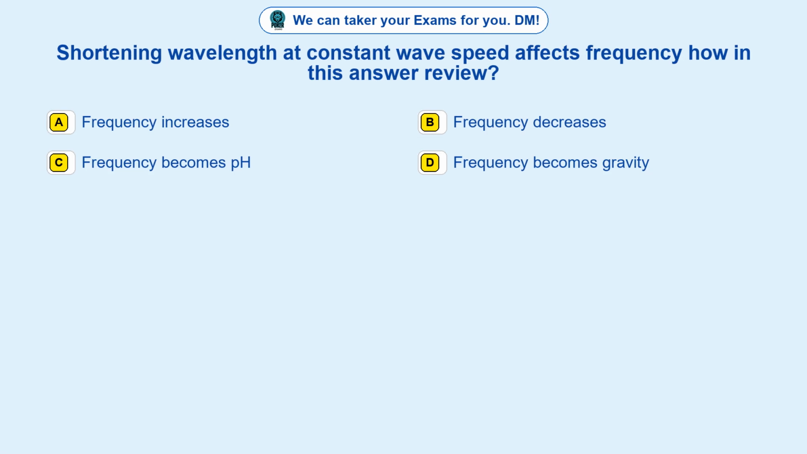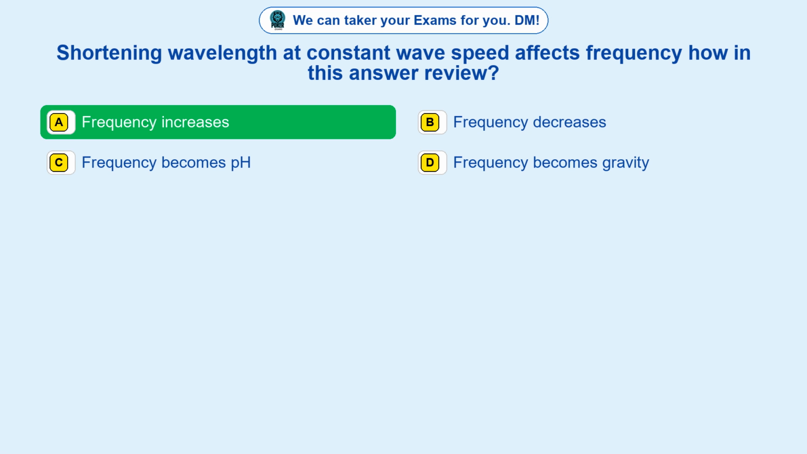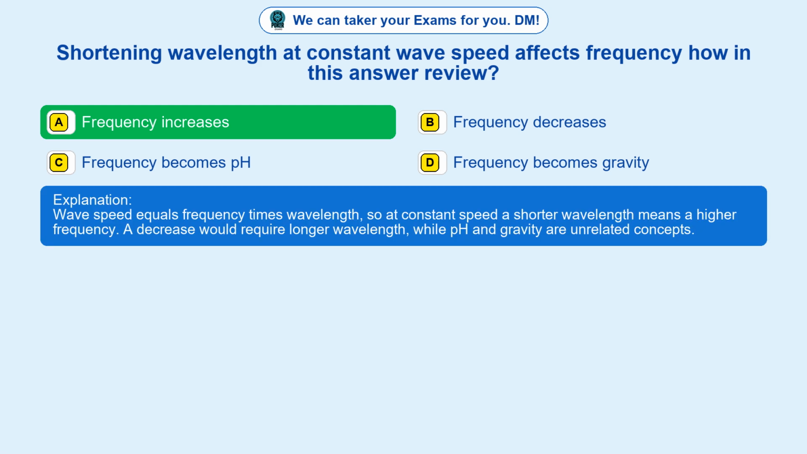Question 68. Shortening wavelength at constant wave speed affects frequency how in this answer review? Option A, frequency increases. Option B, frequency decreases. Option C, frequency becomes pH. Option D, frequency becomes gravity. The correct answer is option A. Frequency increases. Wave speed equals frequency times wavelength, so at constant speed a shorter wavelength means a higher frequency. A decrease would require longer wavelength, while pH and gravity are unrelated concepts.